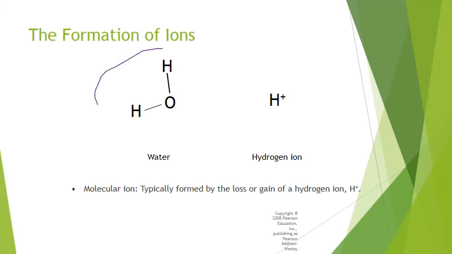Take, for example, our good old friend water, H2O, 2 hydrogens, 1 oxygen. Normally, it is an uncharged molecule. But consider a hydrogen ion, which is a hydrogen atom that has had its electron stripped away. Remember, hydrogen is the simplest of all atoms. It's just got 1 proton in the nucleus, no neutrons, and 1 electron, normally. When you strip that electron away, you've got essentially a proton left. That's called a hydrogen ion.